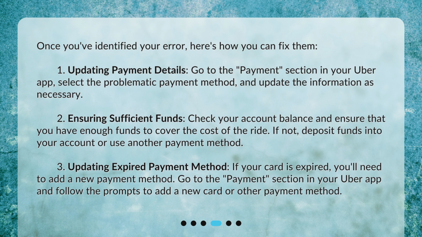3. Updating expired payment method. If your card is expired, you'll need to add a new payment method. Go to the Payment section in your Uber app and follow the prompts to add a new card or other payment method.